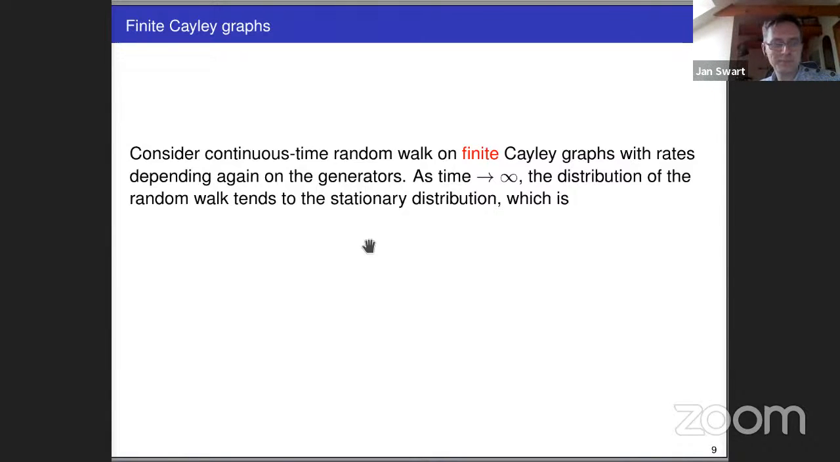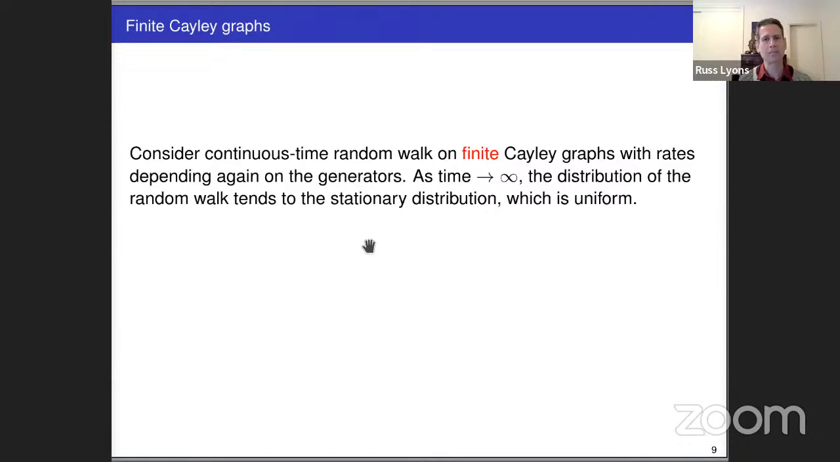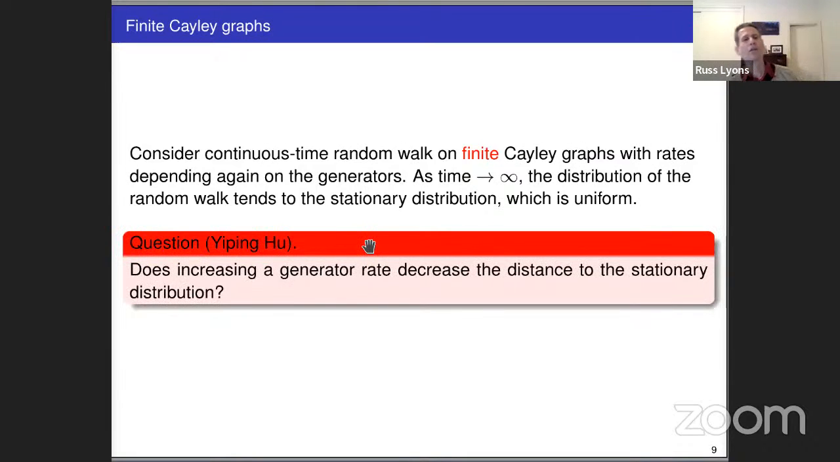Uniform. It's uniform. Everything looks the same everywhere. In fact, even if it were not a Cayley graph and the rates were arbitrary, the stationary distribution would still be uniform because this is this particular type of continuous time random walk, but that doesn't matter. Okay, so Yiping Hu, after seeing our results on speed, asked us this question.